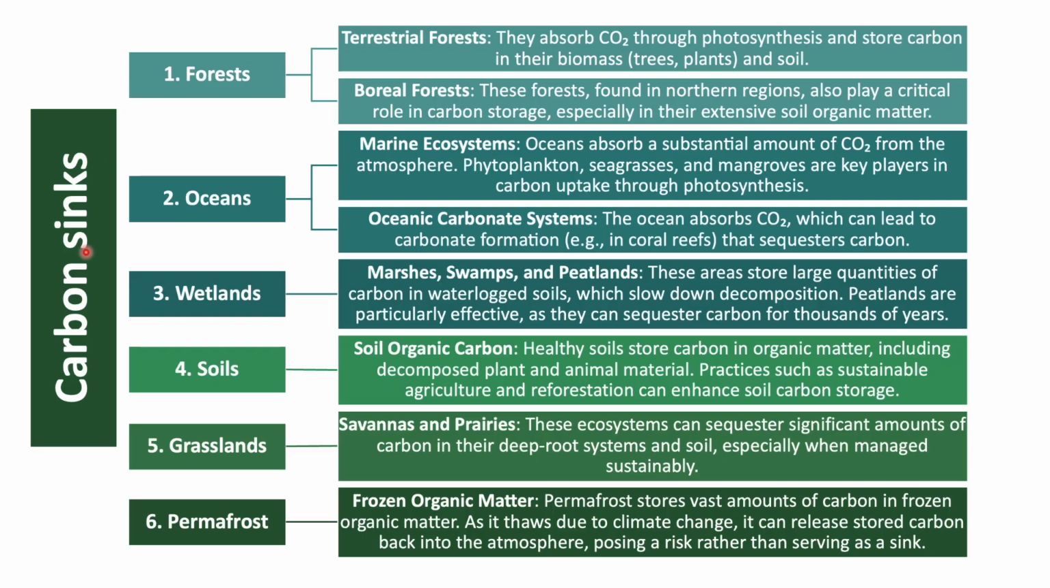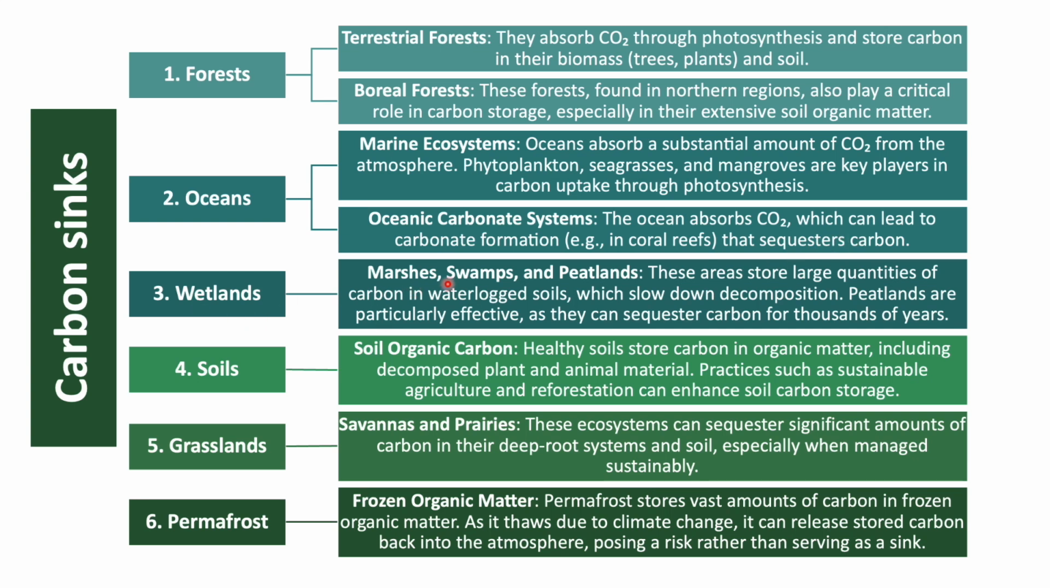And if you look at the carbon sinks, we have six major categories. One is the forest. The terrestrial forest or boreal forest generally absorbs carbon dioxide present in the atmosphere through photosynthesis. When we talk about oceans, we have marine ecosystems and oceanic carbonate systems. The marine ecosystem mainly uses carbon dioxide for phytoplankton, the primary producers, and the carbonate system is the conversion of CO2 into carbonic acid and then further to carbonate formation, as in coral reefs or other shells, that will sequester or remove carbon.